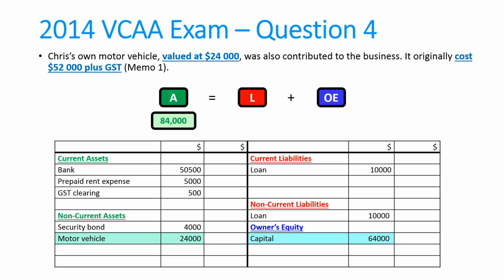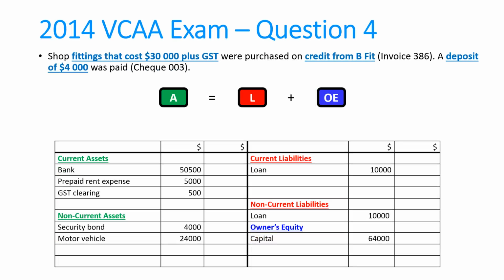So looking at our accounting equation, assets have now gone up to 84. We've got liabilities of 20 and owner's equity of 64, so that balances. We've then got shop fittings. We bought them for $30,000 plus GST. They're on credit. Now this is for a non-current asset that's not stock, so this will be a sundry creditor. But it does say we already paid $4,000, so very complicated.